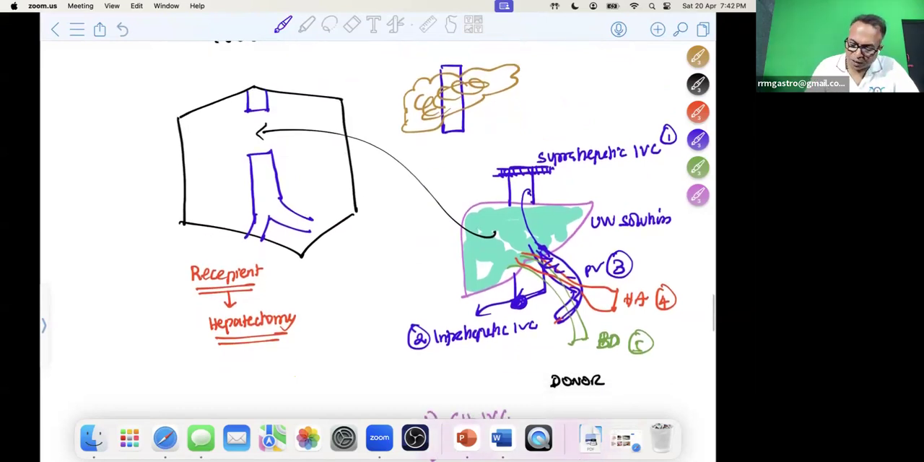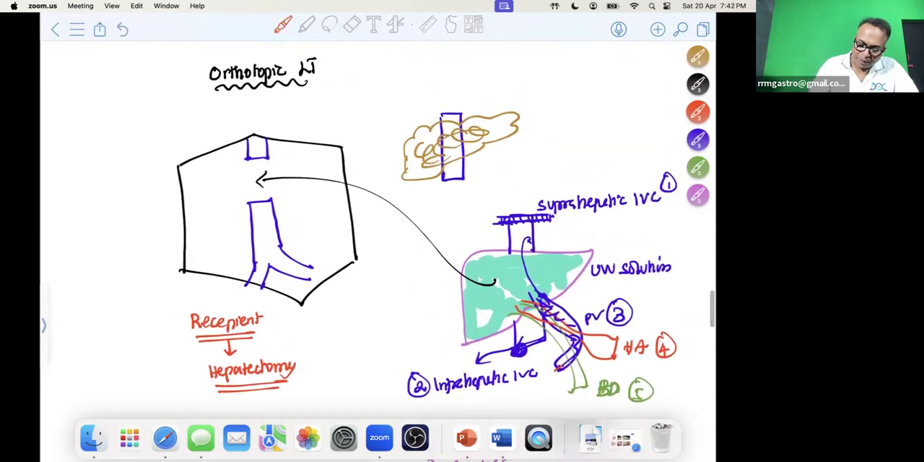But the problem is, when I'm clamping the IVC, the patient will temporarily need a veno-venous bypass. From the inferior vena cava, I should connect to the IJV. That will be a bypass done externally. Simultaneously, I can also connect the patient's portal vein to this bypass temporarily. So a portal venous bypass and an IVC bypass will be done.